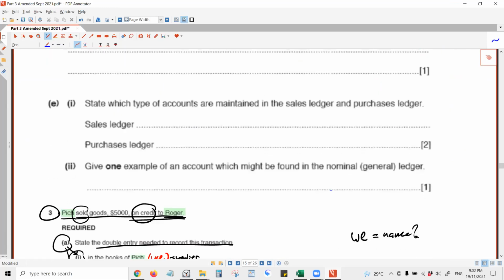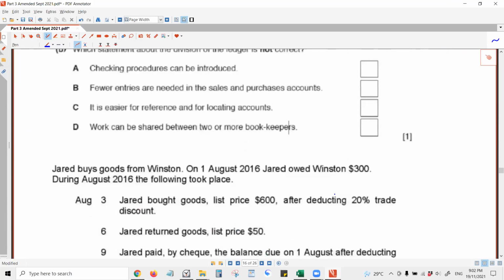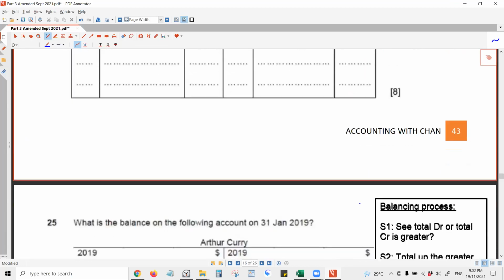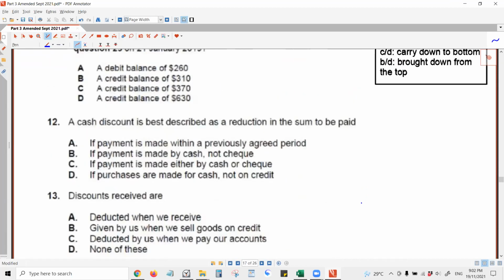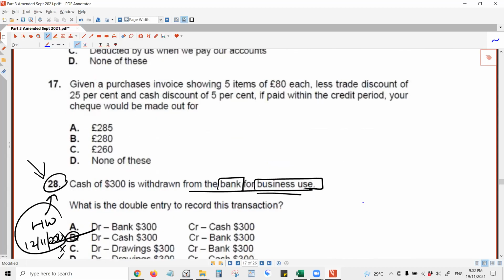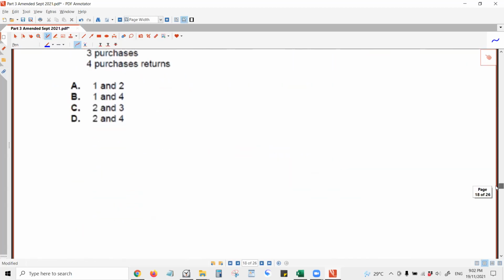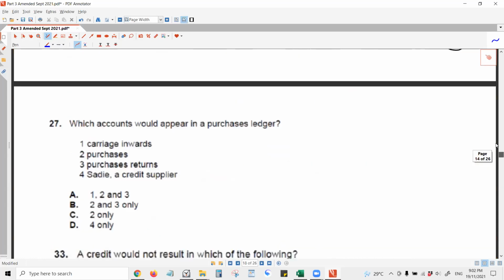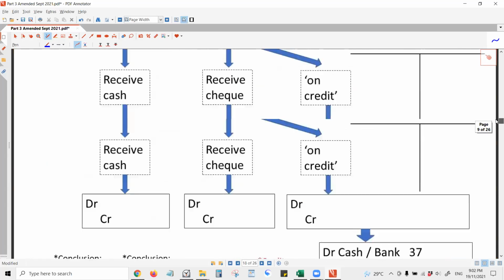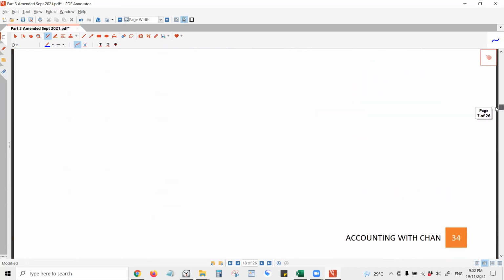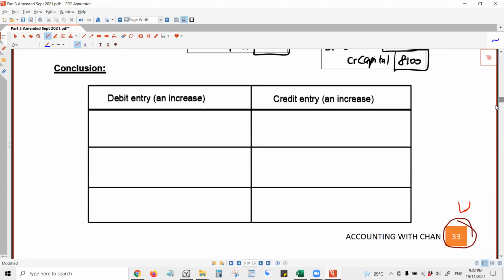And then a few more questions. Let's see. Okay, no more. Now, get back to the notes. I'm going to show you something, and then we get to the questions again. Come back to page 33.